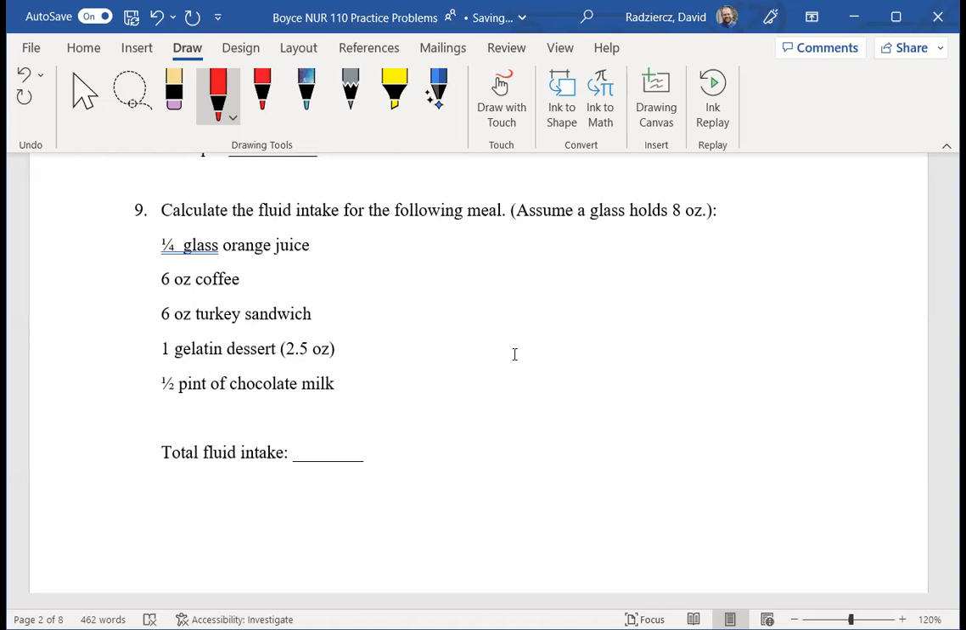I also don't think they're going to do this, where they do 1/4 of a glass of orange juice. It'll most likely just be 1 or a half, but as a challenge, I just did that. So basically what we're going to do is calculate the total fluid intake, and they're not going to tell you what they're looking for. You need to know that you're looking for milliliters.